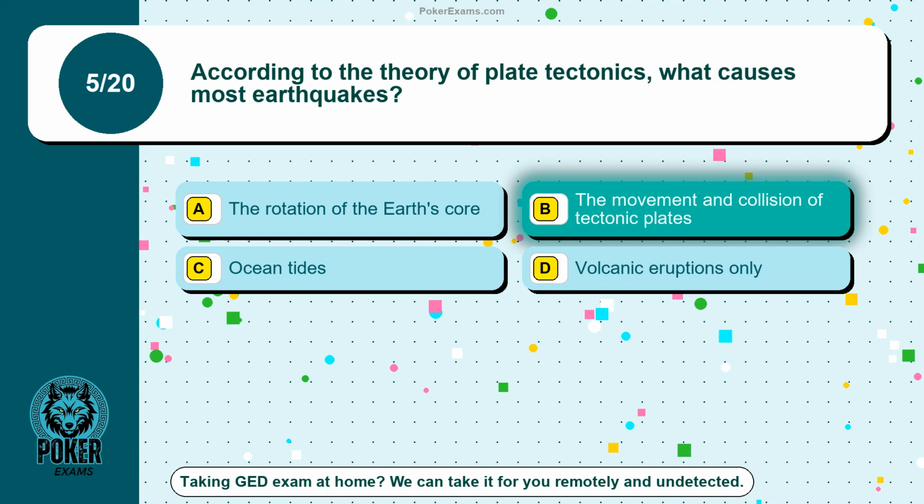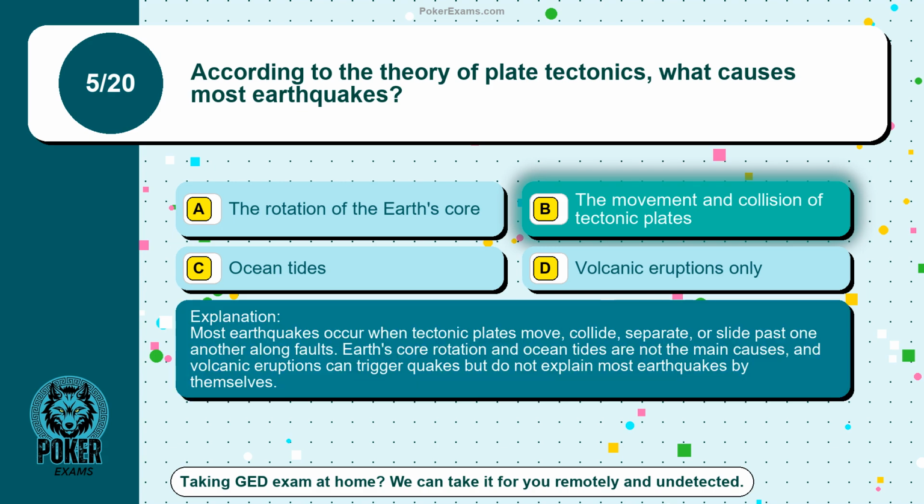The correct answer is option B. The movement and collision of tectonic plates. Most earthquakes occur when tectonic plates move, collide, separate, or slide past one another along faults. Earth's core rotation and ocean tides are not the main causes, and volcanic eruptions can trigger quakes but do not explain most earthquakes by themselves.